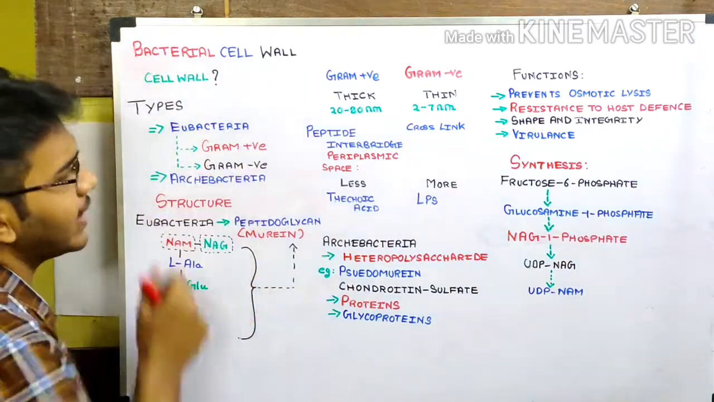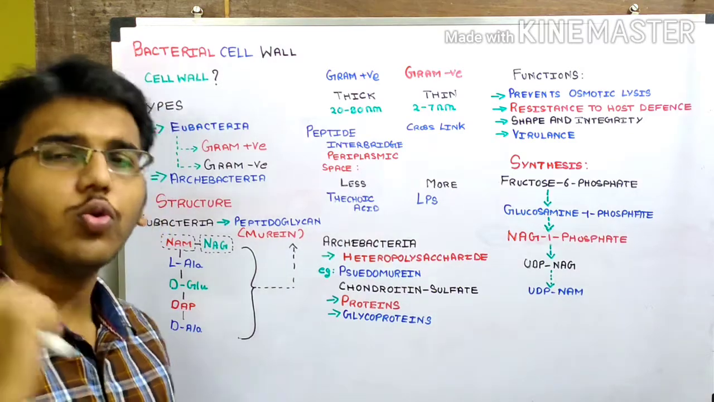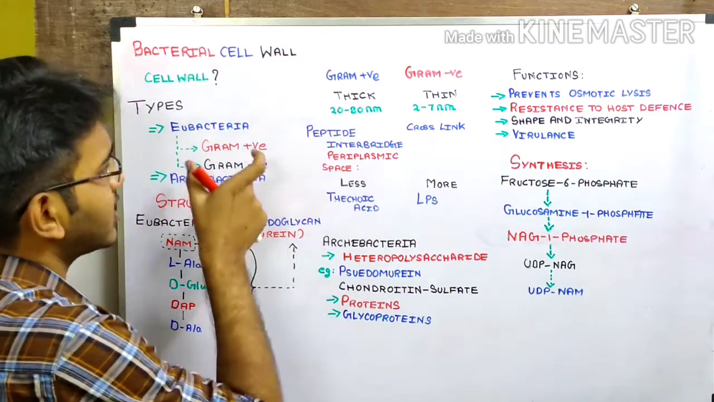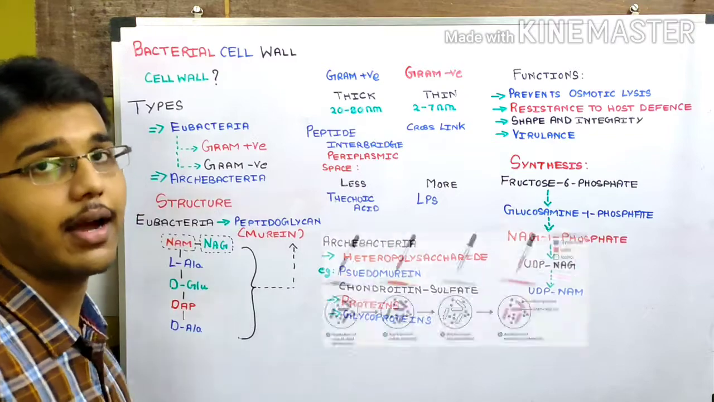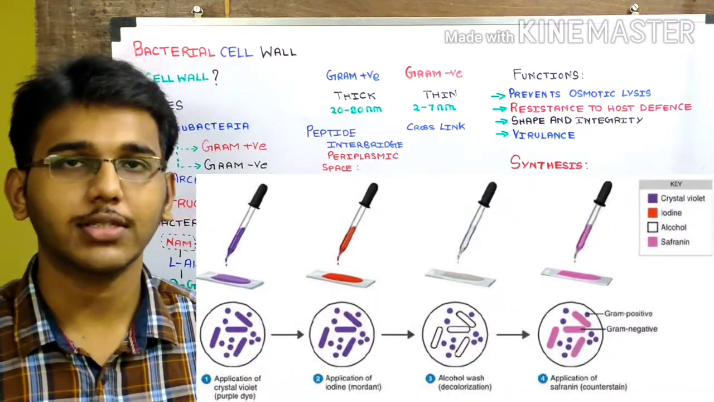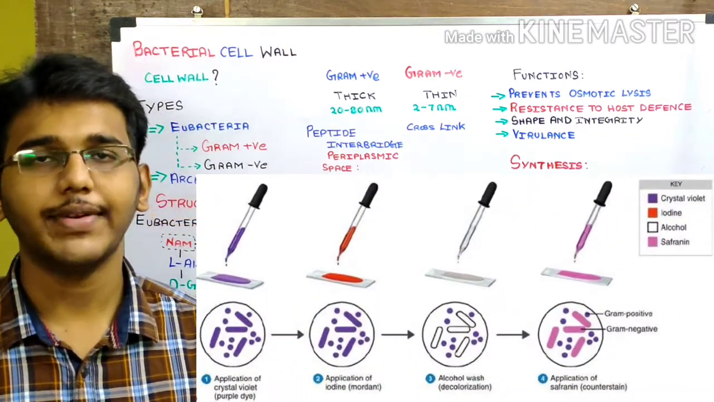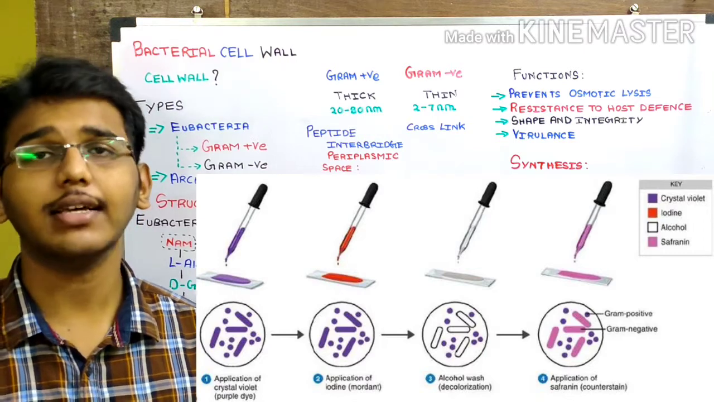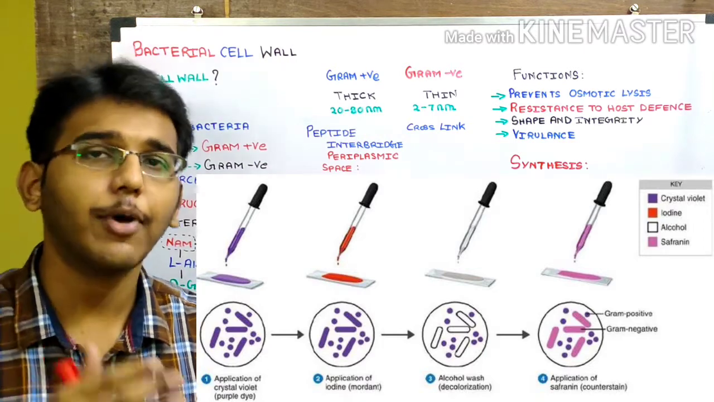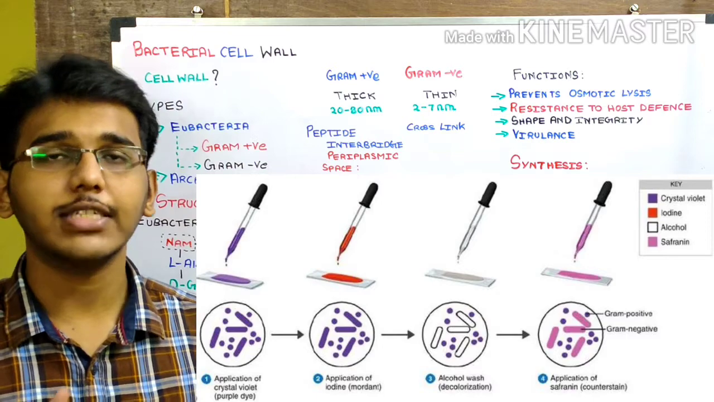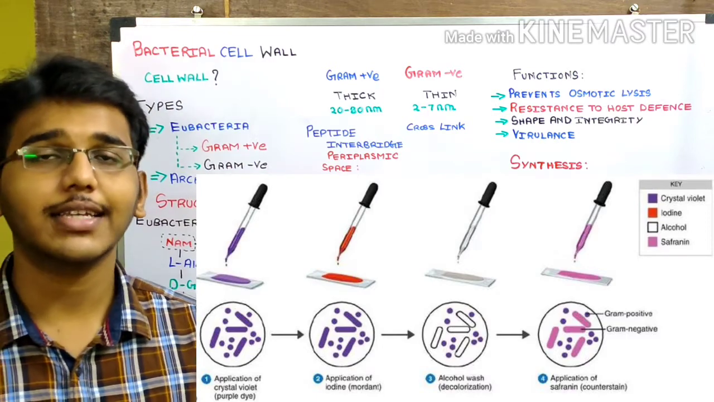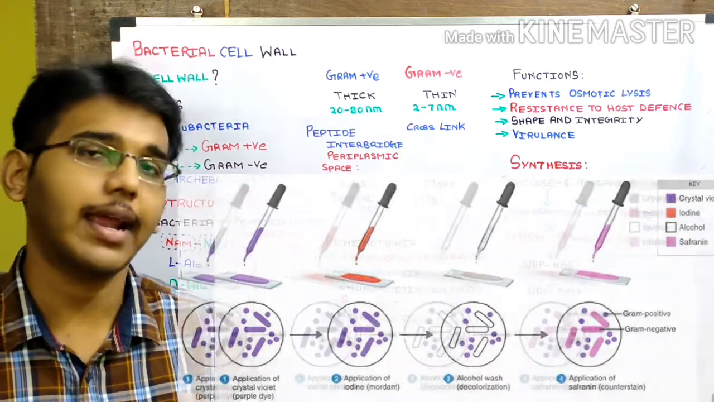The eubacteria is further divided into two groups, gram positive bacteria and gram negative bacteria, based on the gram staining process. The bacteria which appear purple blue in color after the gram staining process are called gram positive bacteria, and the bacteria which appear red in color after the gram staining process are called gram negative bacteria.